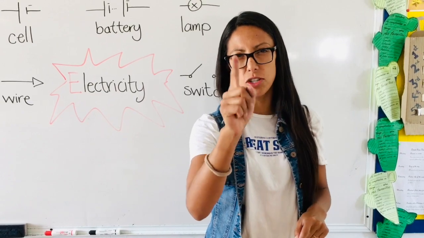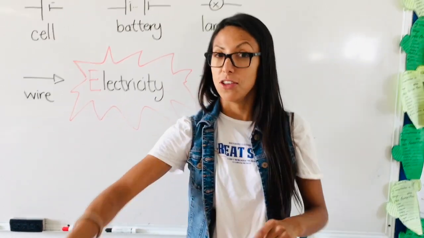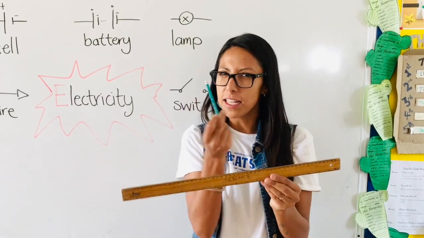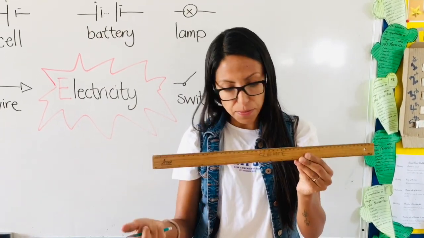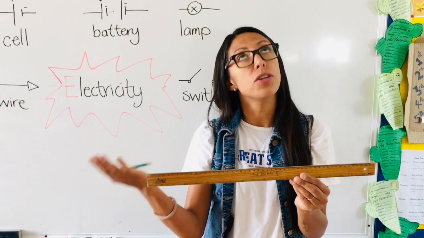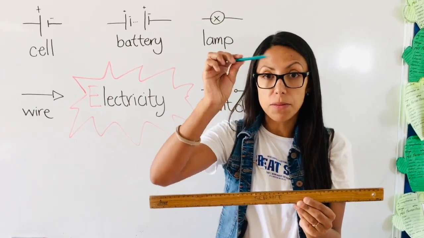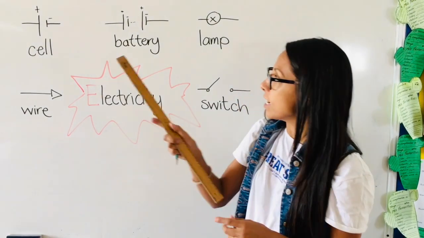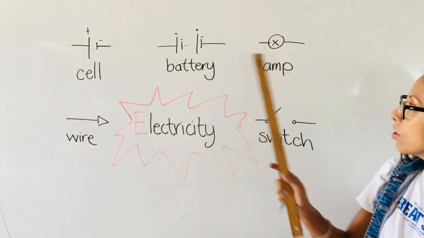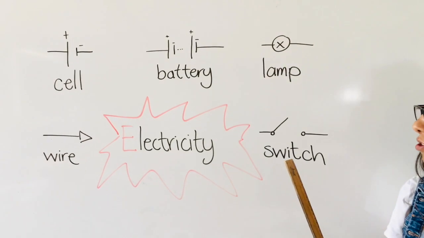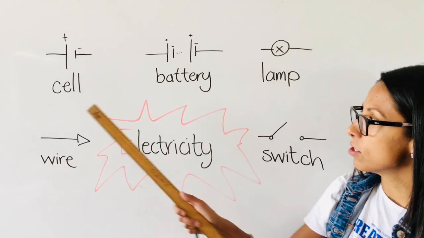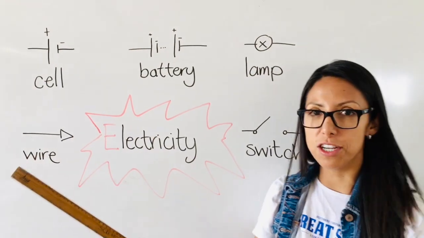But there's a very important rule. You need to use a ruler and a pencil. I just did it with a marker because it was more visual. For you it was easier. But you have to use a pencil and a ruler. Very straight lines, okay? And here you have all the key vocabulary you need. Switch, lamp, battery, cell, and wire.